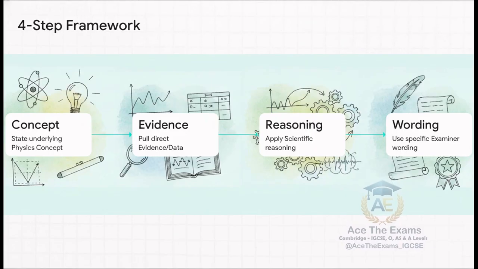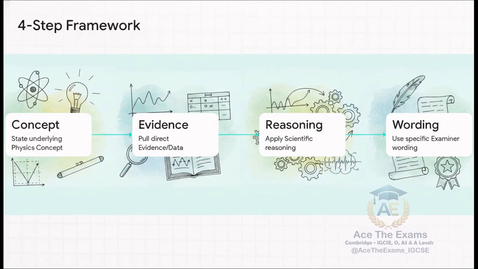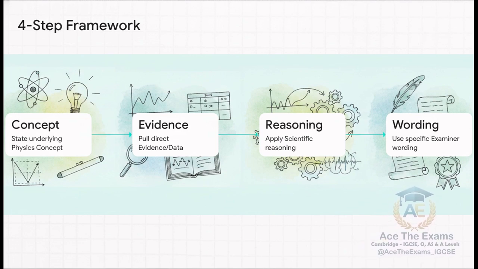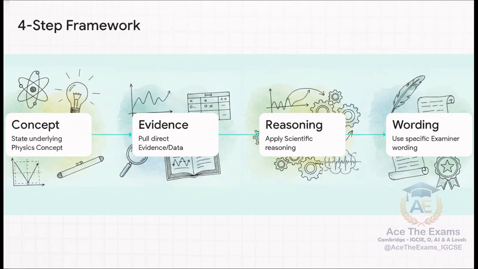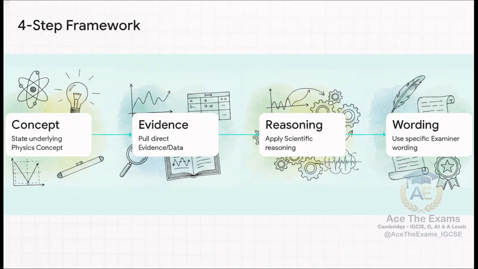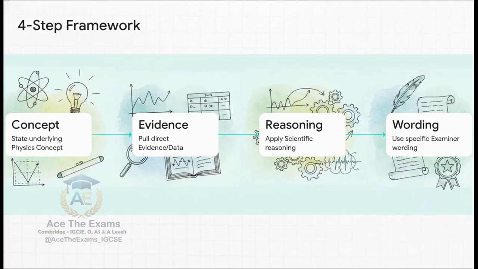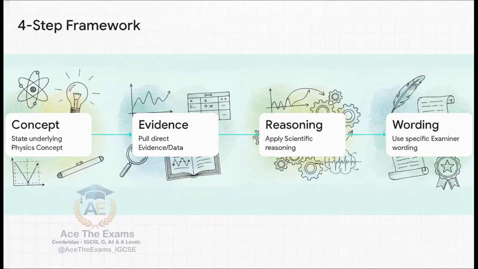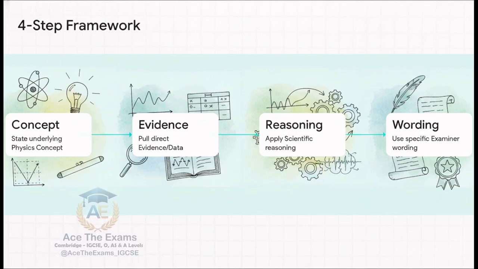This is the exact filter you should apply to any 0625 practical question. Every single time you write an explanation, run it through these 4 steps. Step 1, explicitly state the underlying physics concept. Step 2, pull direct evidence or data right from the source page, the graph, or the table. Step 3, apply scientific reasoning to connect that raw data back to the concept. And Step 4, which is absolutely crucial, polish it off using specific examiner wording. If you hit all 4 of these beats in your answer, the examiner basically has no choice but to award your full marks.